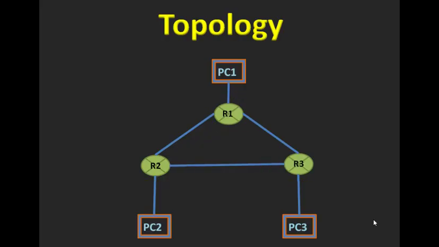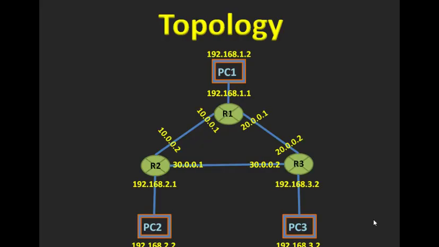Let us see the IP addresses. So these are the IP addresses we'll be assigning to the various interfaces. The PC1 will have the IP address 192.168.1.2 and it is connected to R1, and the interface of R1 is having the IP address 192.168.1.1. So you can see the other addresses. You can note down these addresses. We'll be configuring the entire topology using these IP addresses.